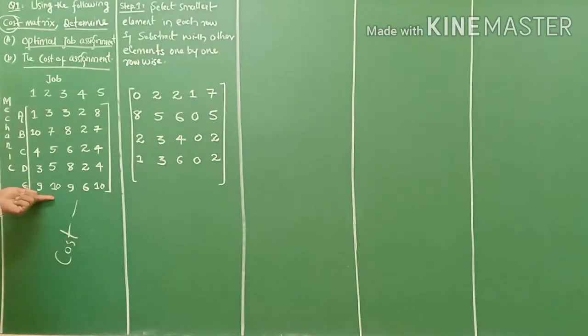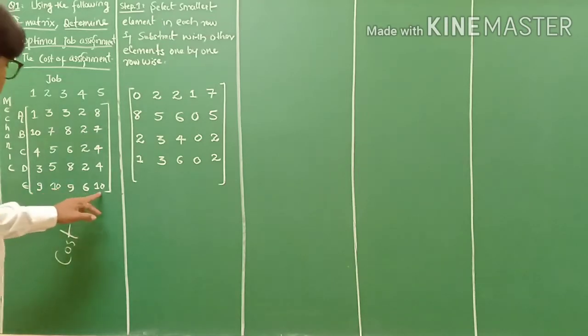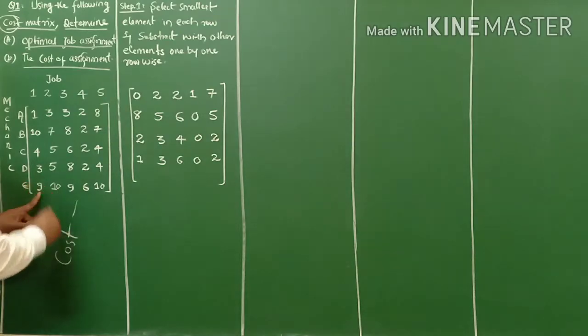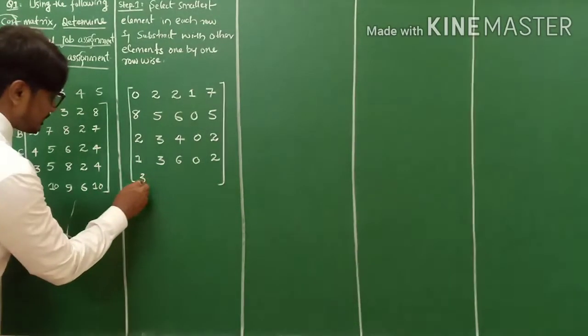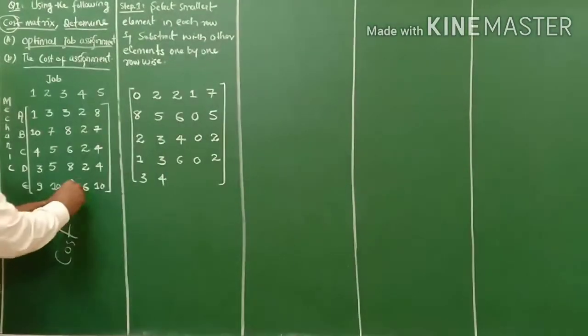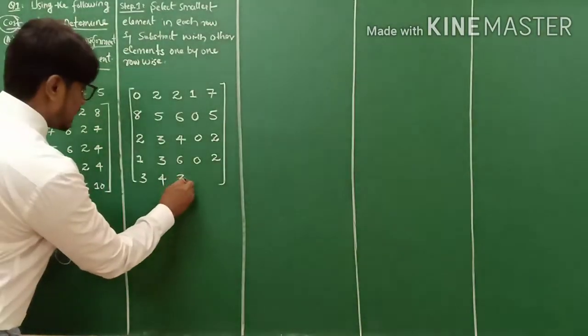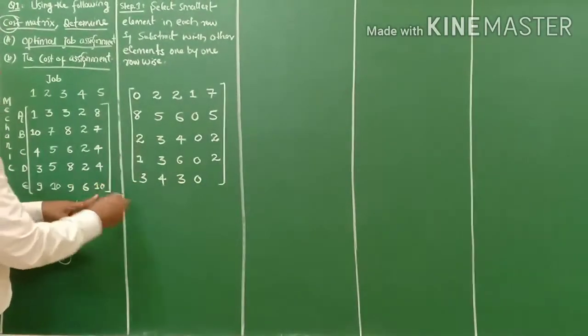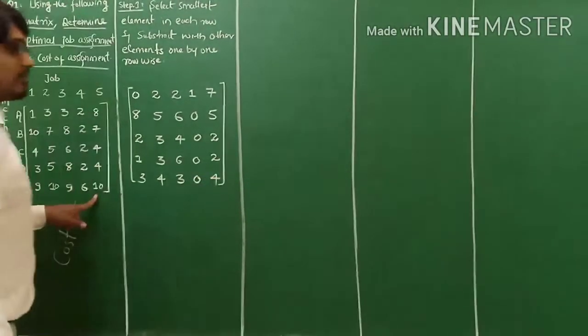The last row. The last row's least value is 6. See, 9, 10, 9, 6, 10. So the least value is 6. So 9 minus 6, 3. 10 minus 6, 4. 9 minus 6, 3. 6 minus 6, 0. 10 minus 6, it is 4.